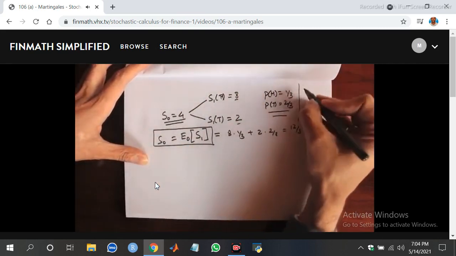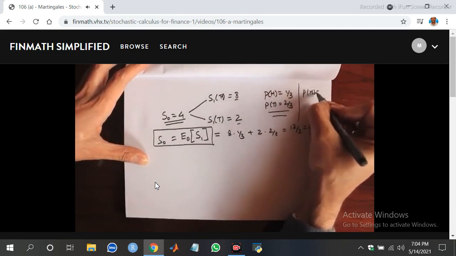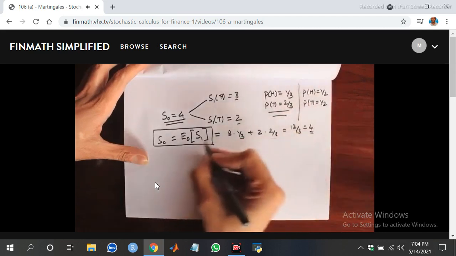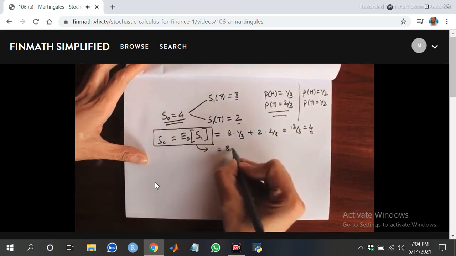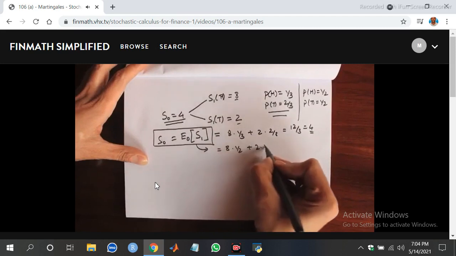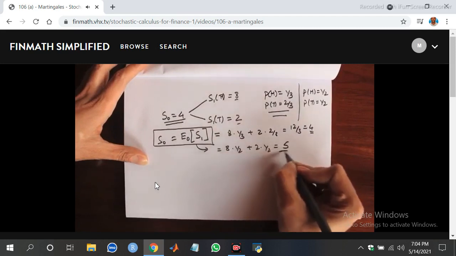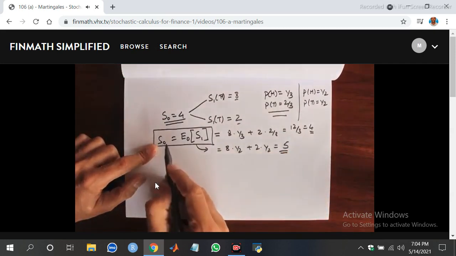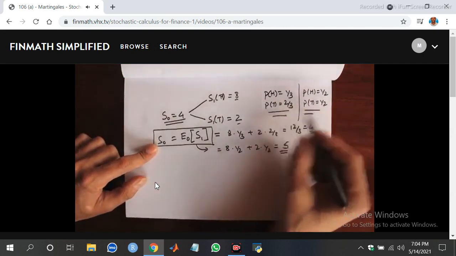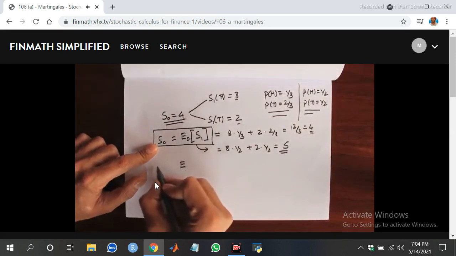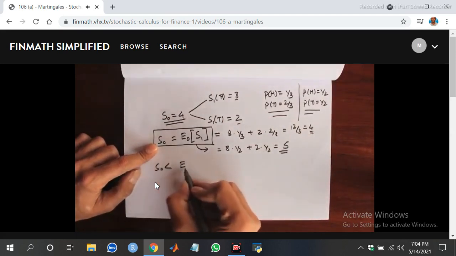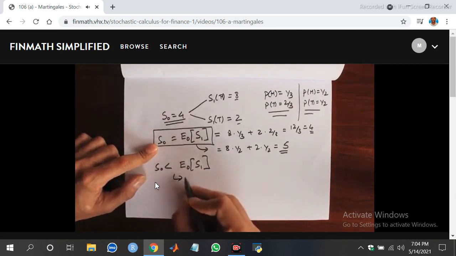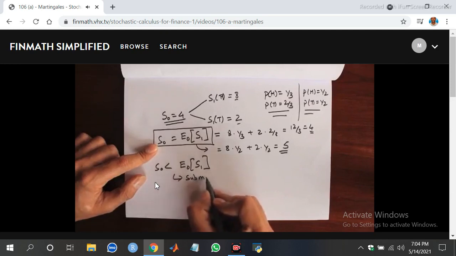But if we had defined the probabilities to be probability of a head to be half and probability of a tail also to be half, then the expected value would have become 8 times 1 by 2 plus 2 times 1 by 2 equals 5, right? Then the expectation would not have been equal to S0. So in this probability measure, we can see S0 is less than expectation at time 1. And such processes are called sub-martingale.